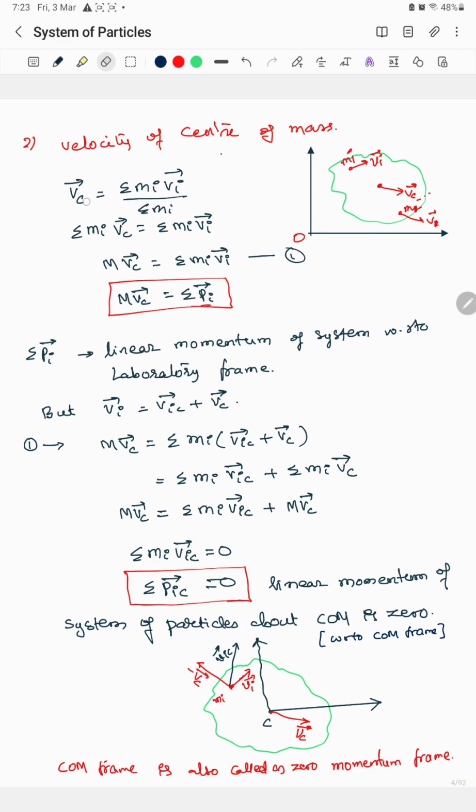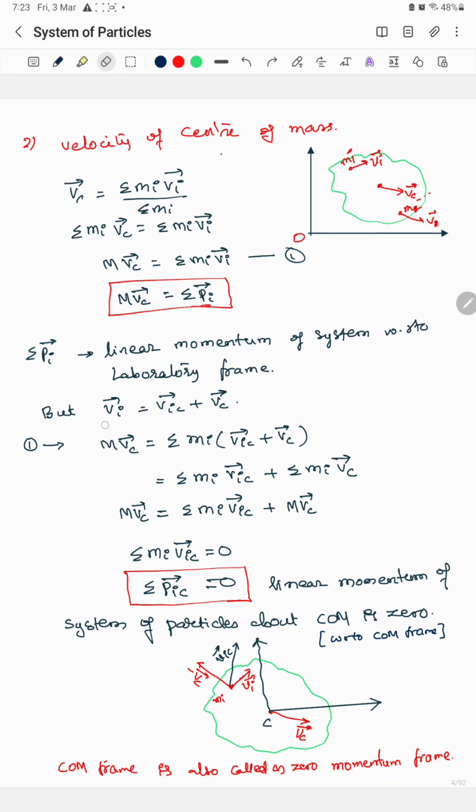Summation mi can be written as total mass. So here I'm taking this term to this side. So capital M Vc bar is equal to summation mi Vi bar, where mi is the ith particle mass and Vi is the ith particle velocity with respect to the laboratory frame. So mi Vi is the ith particle linear momentum, and the summation gives you the total system. Summation Pi is the linear momentum of the system with respect to the laboratory frame.